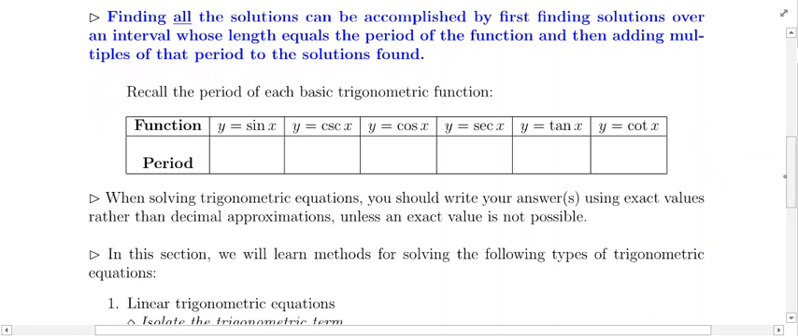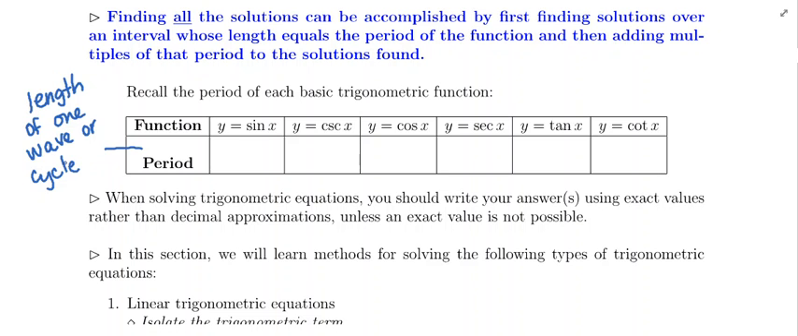Okay, so I've got a little box here where we can just jot down the period of each trigonometric function. Remember what the period of a trigonometric function is. It's very much tied to the graph of the function. It is the length of time that it takes to complete one wave. Okay, so the length of one wave or cycle. Okay, that is what that means. Okay, so if you need to go back and look at a graph, you can do that, but I'm just going to tell you what it is.